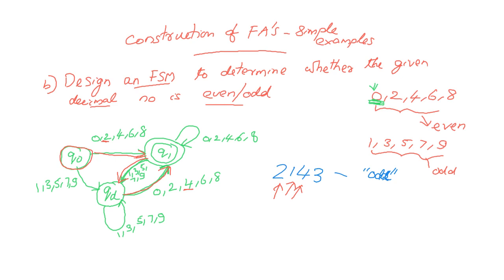And then we will encounter 3. So again we will make this move from here to here, and we will finally be at QD at the end of the string. So as per the automata's definition, the automata will accept only even numbers, and since this number is an odd number, it is not accepted by our automata.